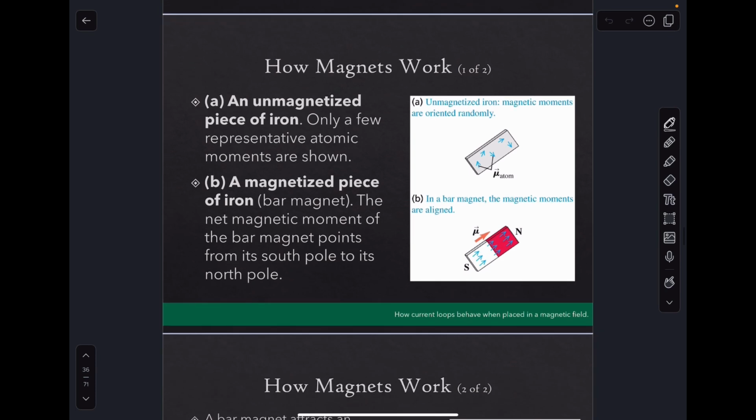This is fun. This is not stuff on a test. So you turn it off if you just care about your time in the test. If you are interested in how magnets work, I will give you a brief explanation.